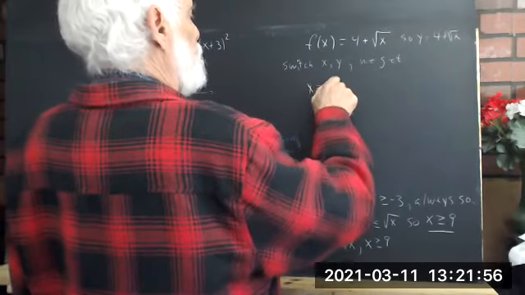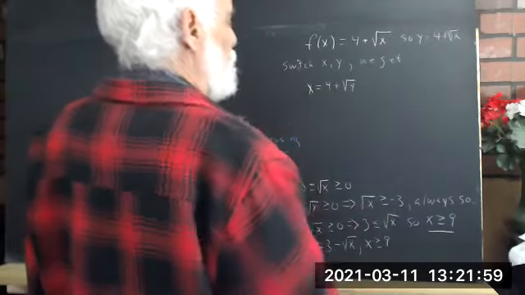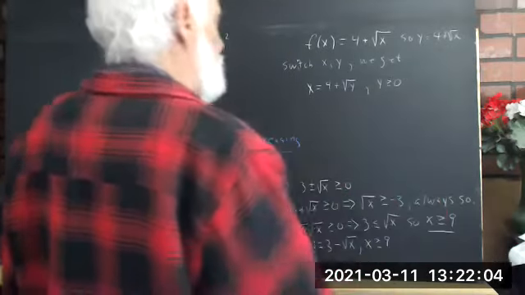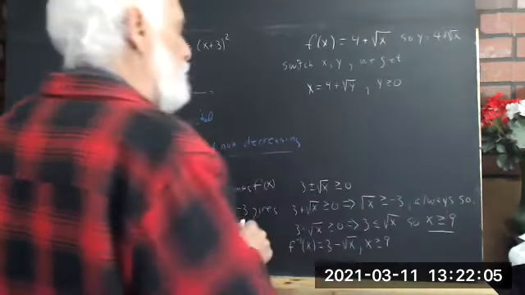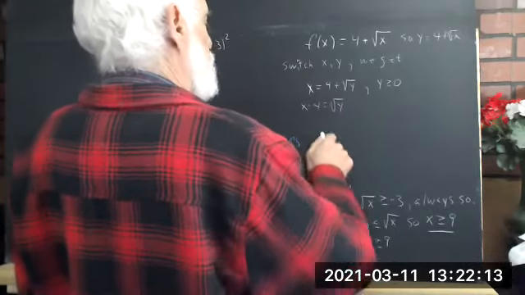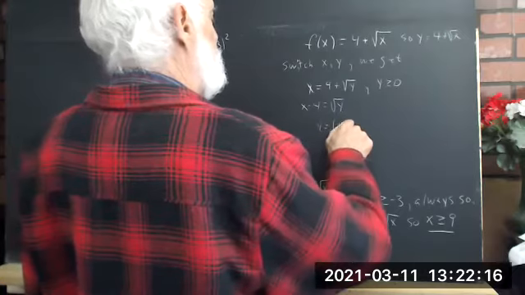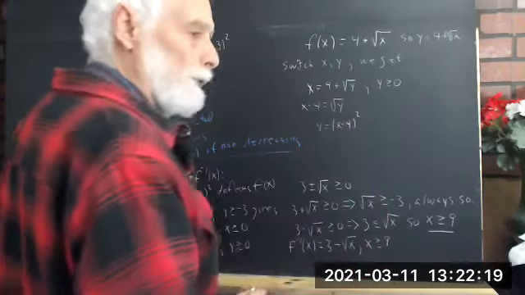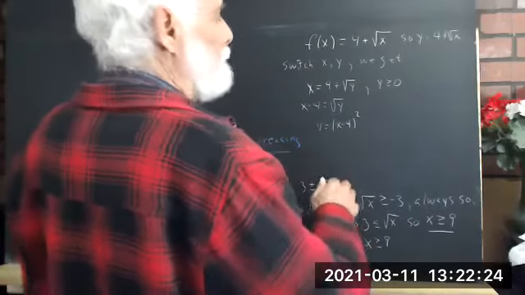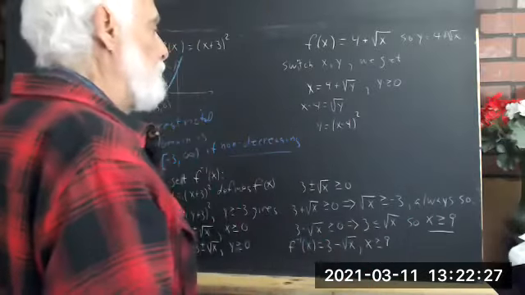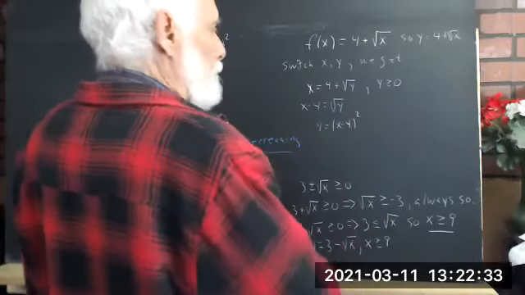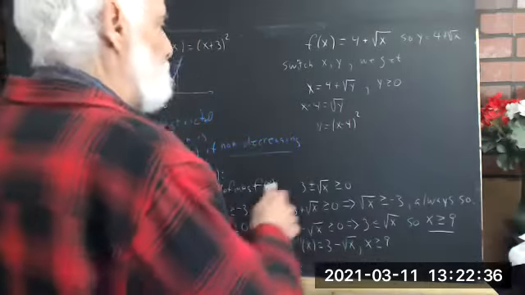We get x equals 4 plus the square root of y. And we note that y has to be greater than or equal to 0. Solving for y, we get x minus 4 equals the square root of y, so that y equals (x minus 4) squared. Now, (x minus 4) squared is always greater than or equal to 0, so y is automatically greater than or equal to 0. But there's our function.